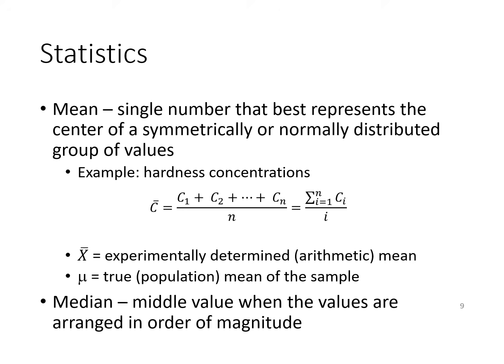Mean, I'm sure you've calculated that a number of times. It's just the single number that best represents the center of a normally distributed set of data. And then the median is the middle value. And typically where we would use the median is where we have data that is not normally distributed. Median is much more useful for that type of data than the mean.